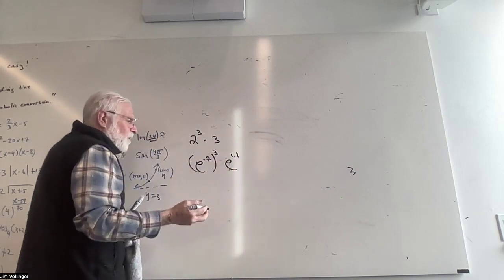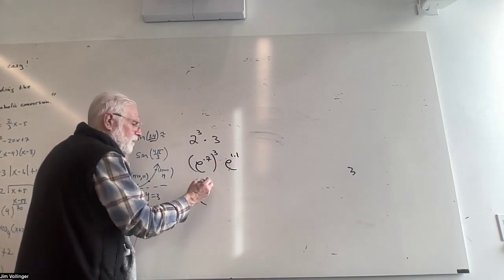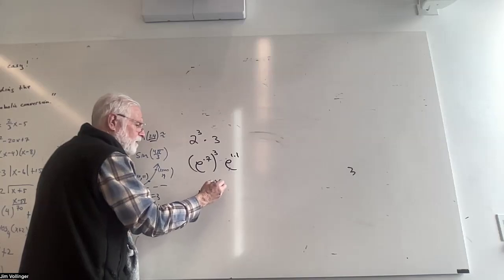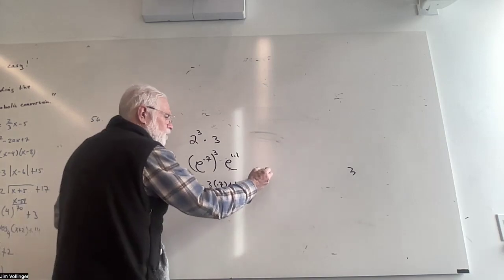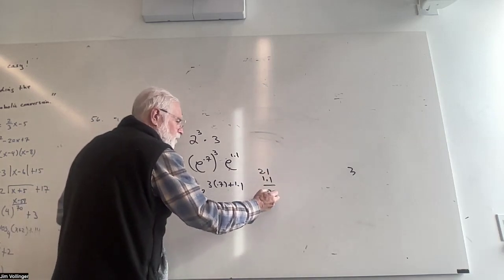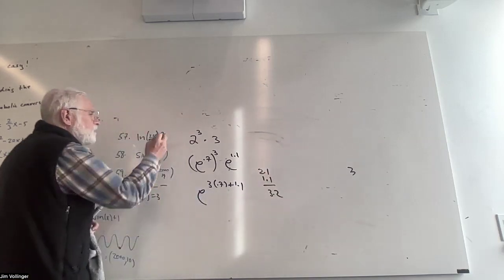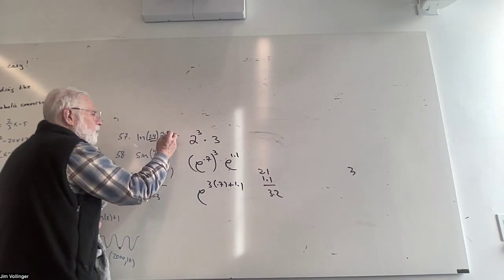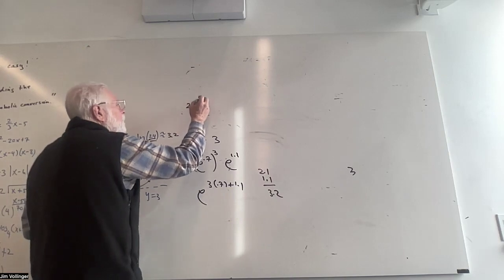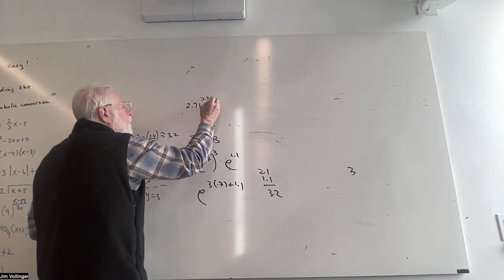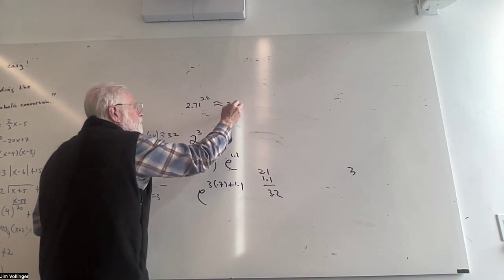So what are the rules of exponents? I think I have e to the 3 times 0.7 plus 1.1, which is 2.1, and 1.1 is 3.2. So the answer to this was approximately 3.2. If you put 2.71 in a calculator and raise it to the 3.2, you're approximately at 24.